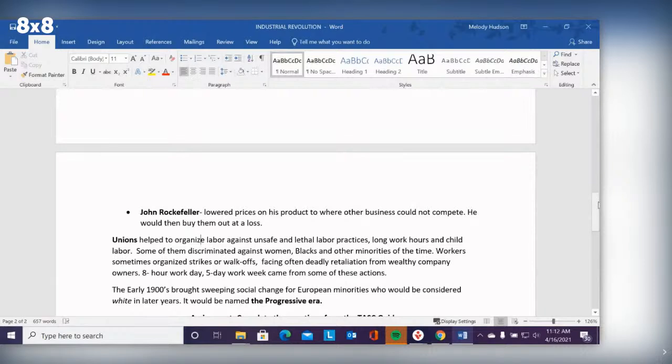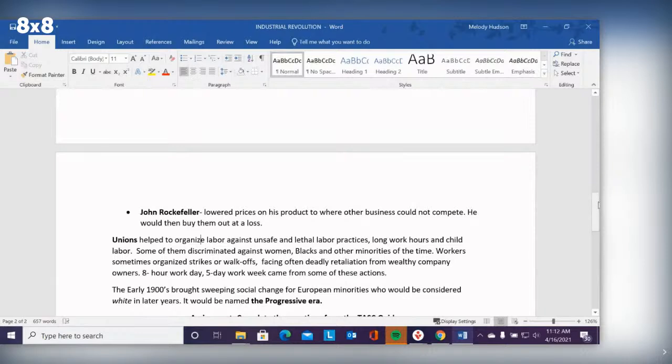Some of these unions discriminated against women, blacks, and other minorities of the time. Workers sometimes organized strikes or walk-offs and were killed. They would often face deadly retaliation from wealthy company owners. However, what we see today, an 8-hour workday and a 5-day work week, came from some of these labor actions.